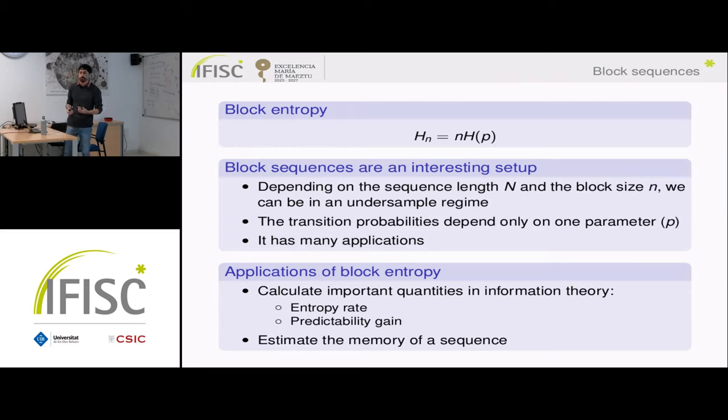These block sequences are an interesting setup because, depending on the values of the sequence length and the block size, we can be in an undersampled regime. And even though there can be a large number of possible outcomes, the transition probabilities only depend on one parameter, the probability, so it's easy to study. It has many applications because they are usually the building blocks to calculate important concepts in information theory, such as entropy rate and predictability gain. They are also a tool that can be used to estimate the memory of a sequence.